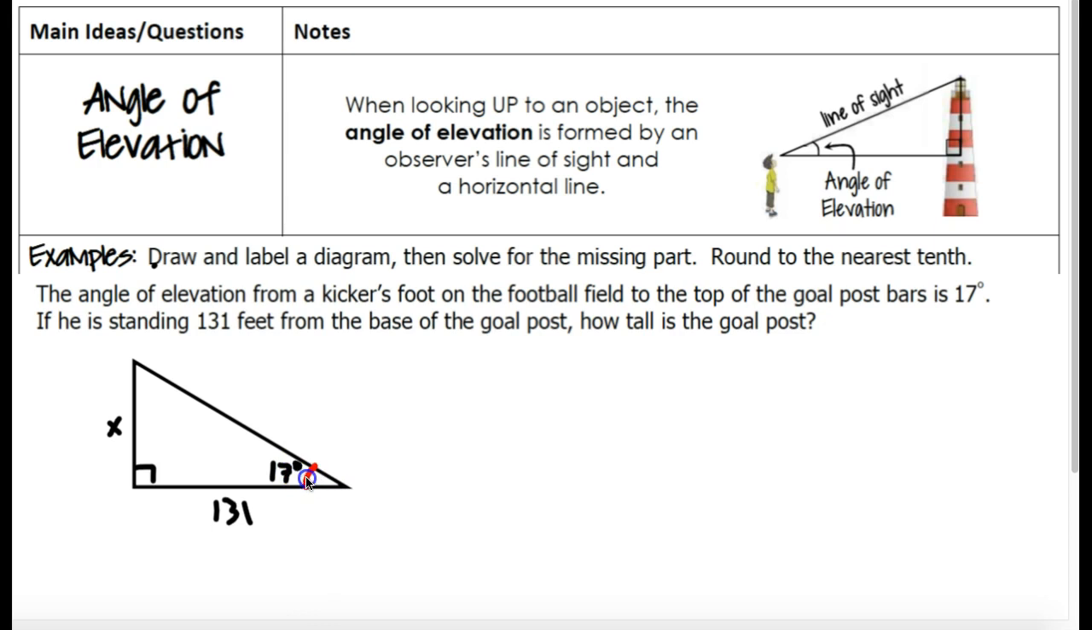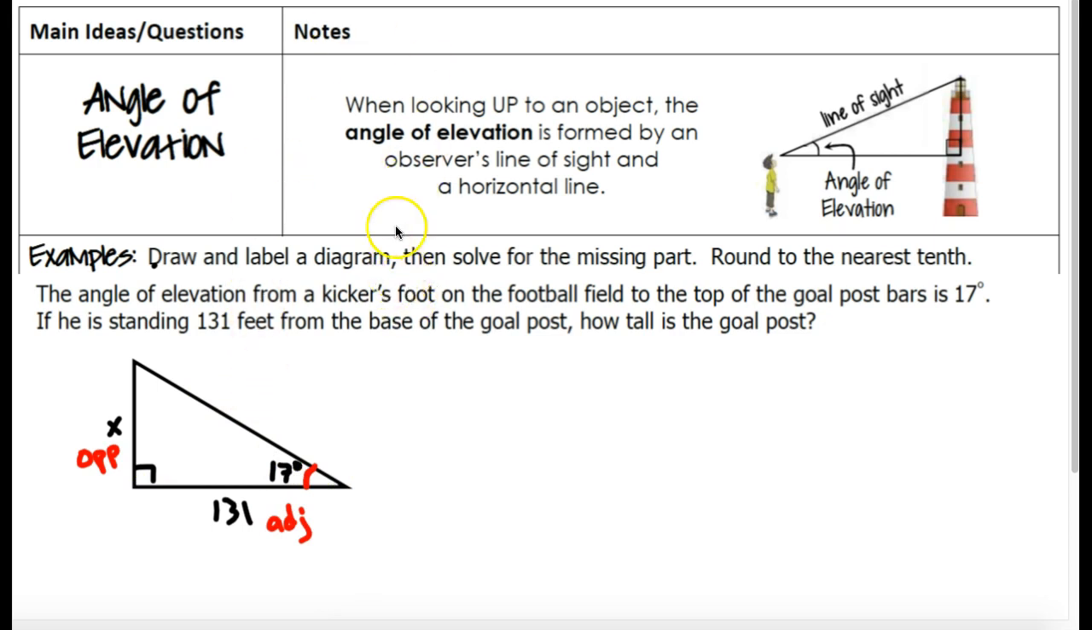We said first, what we want to do is with respect to this angle, we want to label our sides. So with respect to this angle, my angle of elevation, this x would be the opposite side because it's the side that's not touching this angle, or it's the side that's not a part of this angle. Then this 131 would be the adjacent side, right? Because it's the leg that is part of this angle. Hypotenuse, remember, would be this side opposite the right angle.